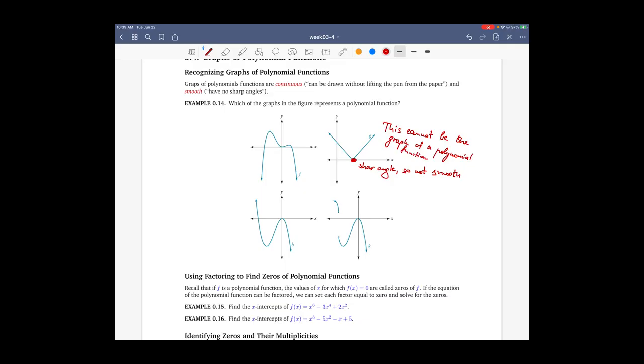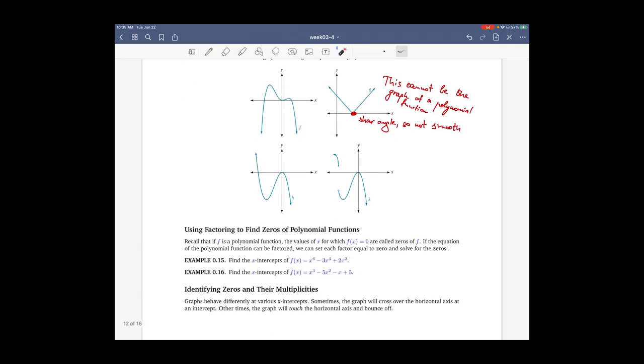A similar situation is here. We have what's called a discontinuity here. The graph of this function cannot be drawn without lifting the pen from the paper. And because of this discontinuity, this cannot be the graph of a polynomial function either.